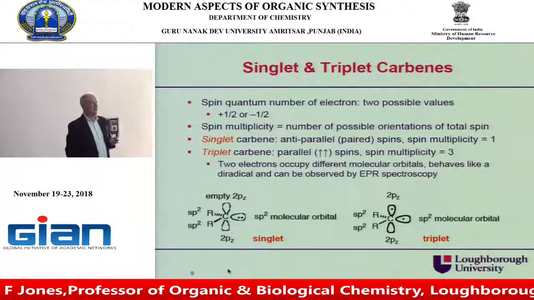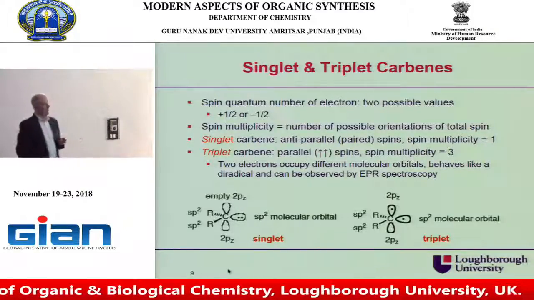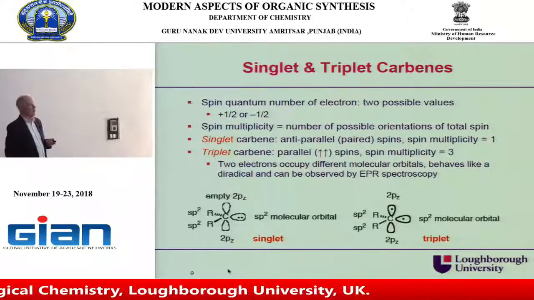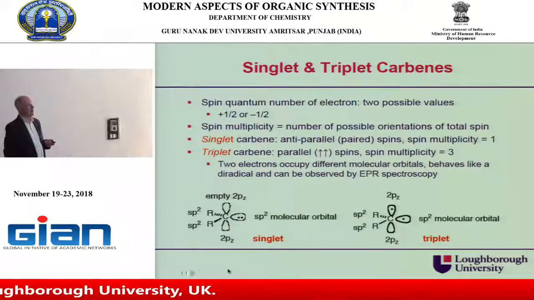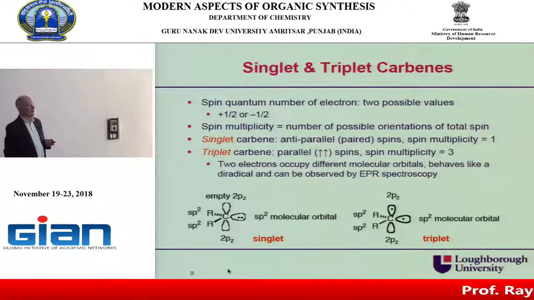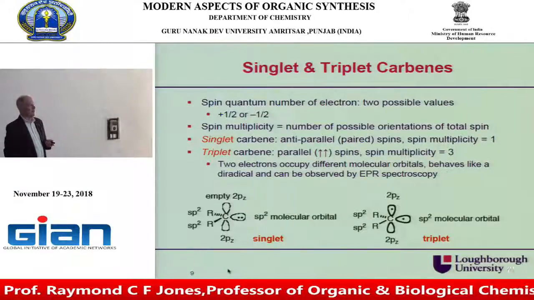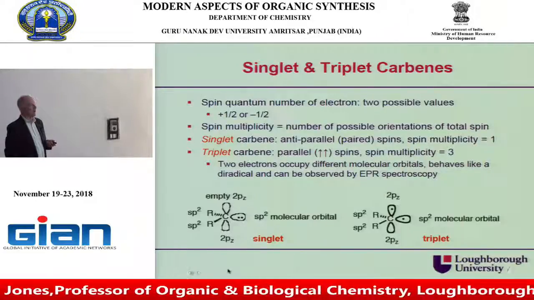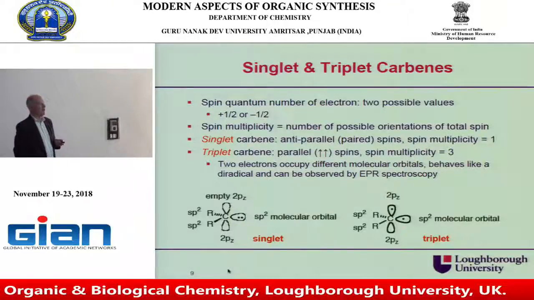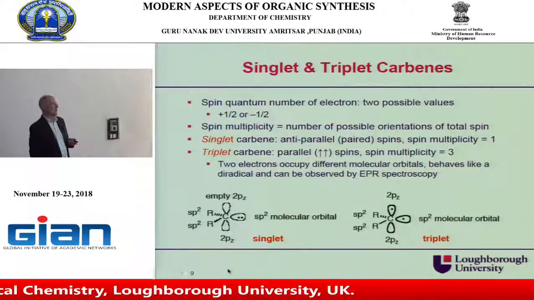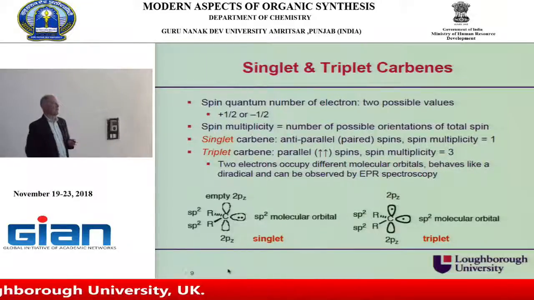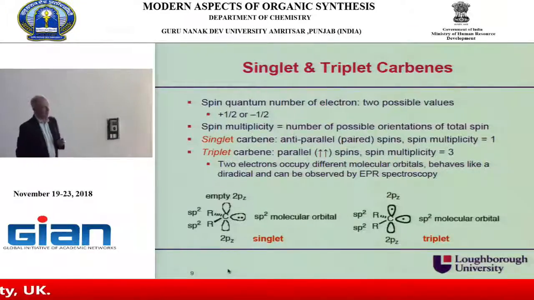What does that mean in conventional terms that we would think of as looking at the carbene? If it's a triplet carbene, the 2 electrons, if they're parallel, they can't be in the same orbital. So 2 electrons in that case would occupy different molecular orbitals, and that species would behave like a diradical, and actually can be observed by electron paramagnetic resonance spectroscopy, EPR, which records radicals.